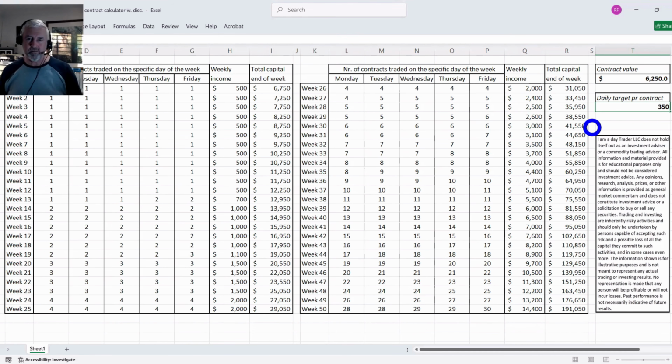Traders, I learn something new every day. Once again, it's not difficult, as you're about to see, but you've got to be willing to put some screen time in. Now on this basis, 350 a day, which in my opinion is very conservative for the ES, we've got a $10,000 a week income down here within about 14 weeks.